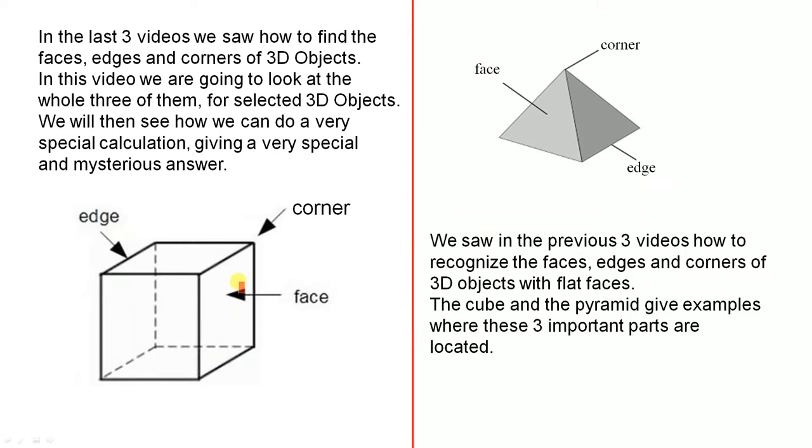So if we quickly revise, we see the cube here. That's the face, that's a corner, and that's the edge. We already know that. Here we have a square pyramid. There's the edge, there's a face, and there's one of the corners. We saw in the previous three videos how to recognize the faces, edges, and corners of 3D objects with flat faces. The cube and the pyramid give examples where these three important parts are located.